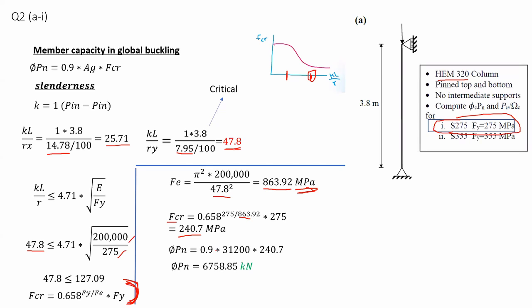Now we can find the capacity of this member by multiplying by the gross area for HEM 320. And here I have the area gross multiplied by FCR and the reduction factor, or the factor of safety, according to LRFD. So from here, I get the capacity for this member in case 1 equal to 6,758 kilonewtons. Now, if you continue with this problem and check for case number 2 with different steel, you will be doing the same procedure again, but the only thing that will be different with you, Fy.